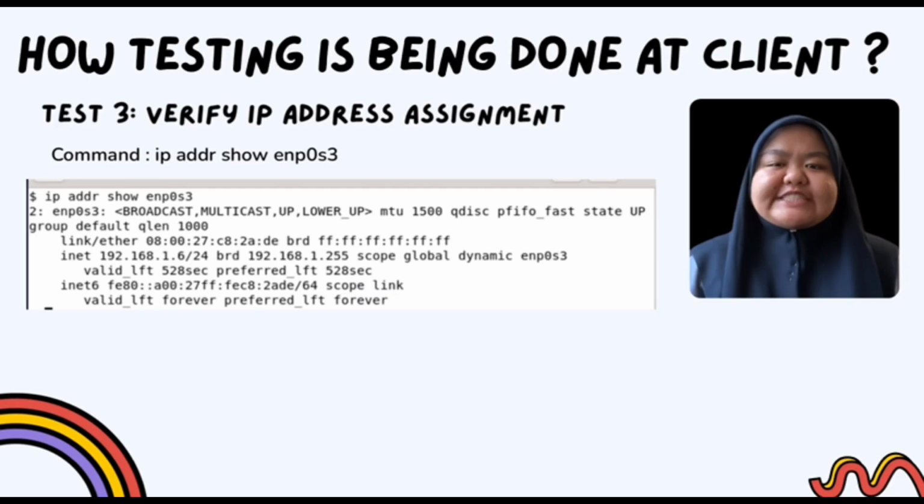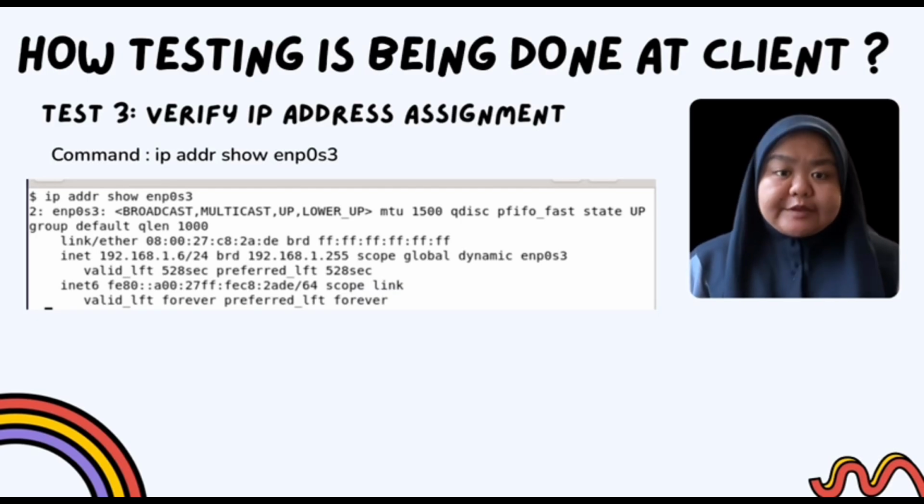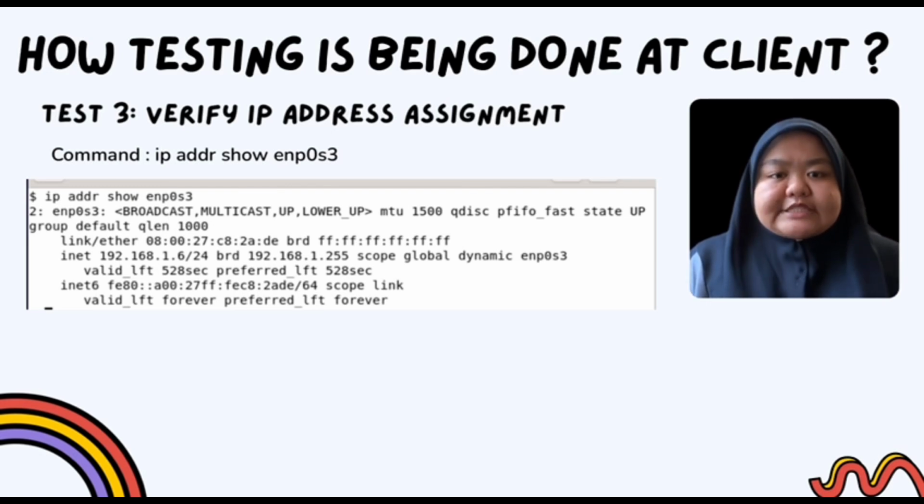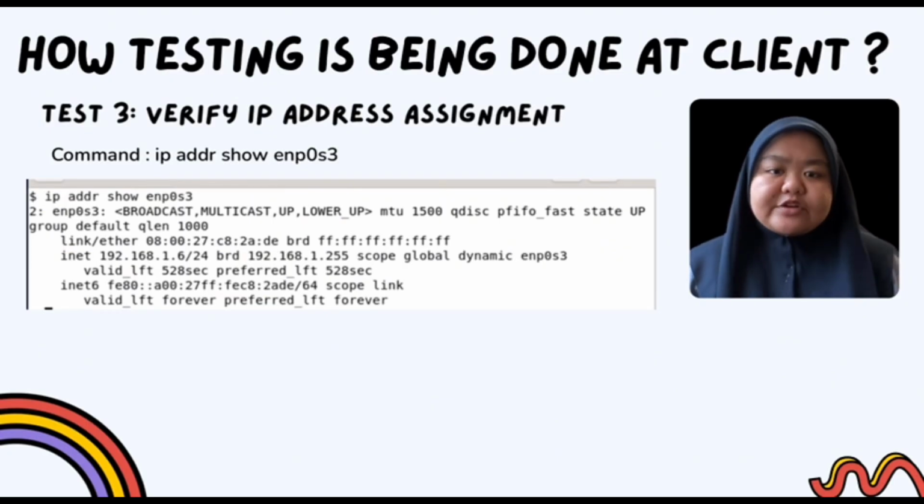Now we're going to do test 3, verify IP address assignment. I use this command: ip addr show enp0s3. This command displays detailed information about the network interface. The purpose of it is to verify whether the client successfully received an IP address from the DHCP server. If an IP address appears within the configured DHCP range, it confirms successful communication between the client and the server.